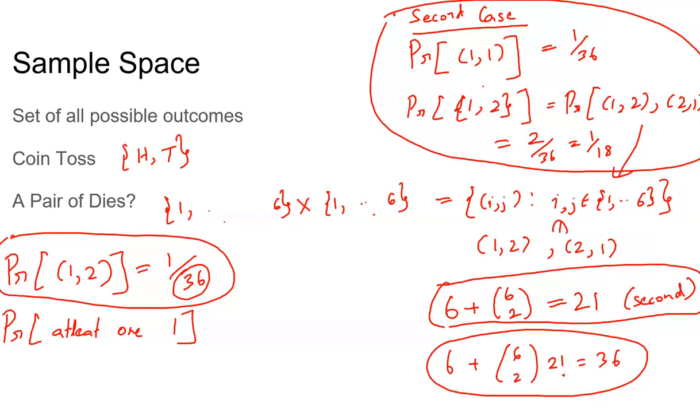Okay. Fine. So for now, let's stick with the first case. Unless otherwise stated, everything will be uniform. But we'll also be looking at non-uniform cases as well. So what is the probability of seeing at least one 1 in the first case?